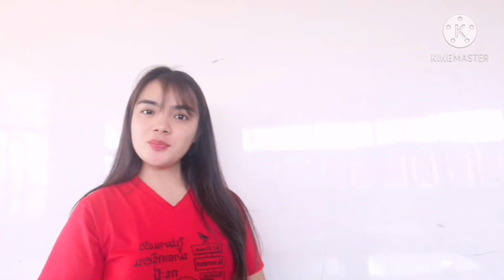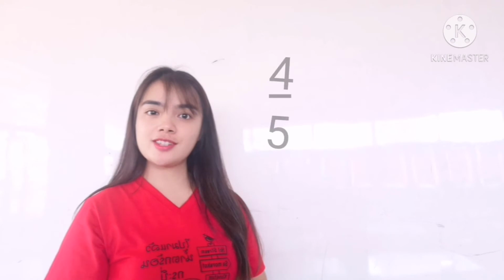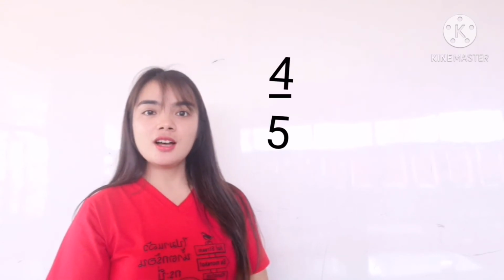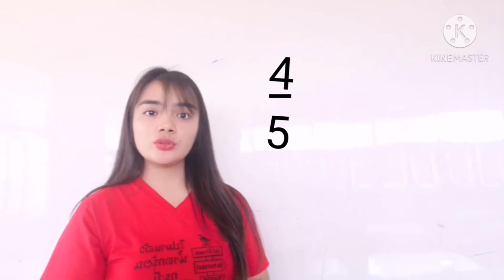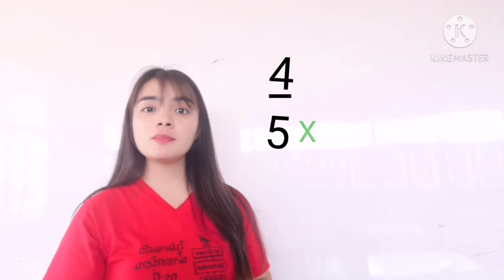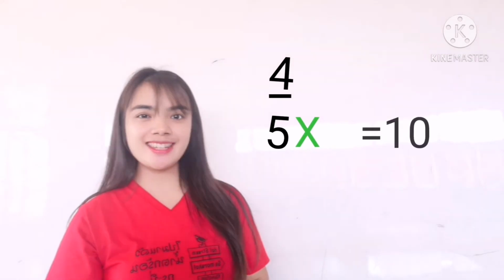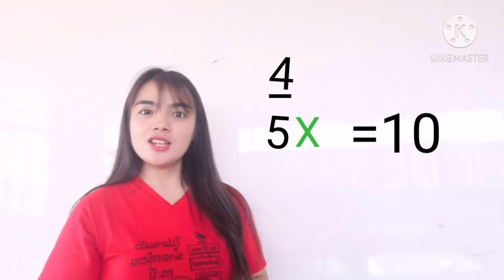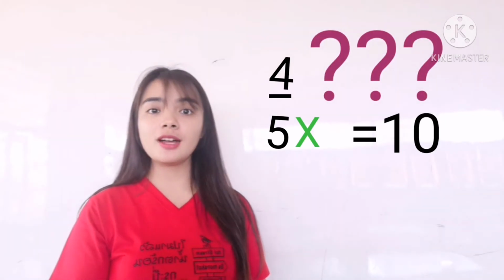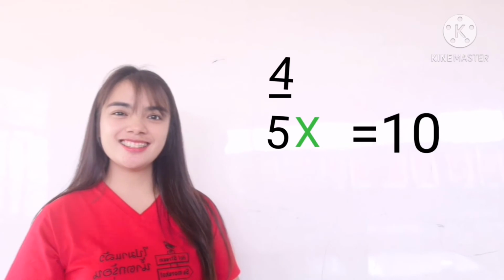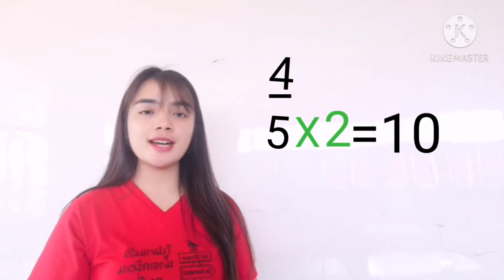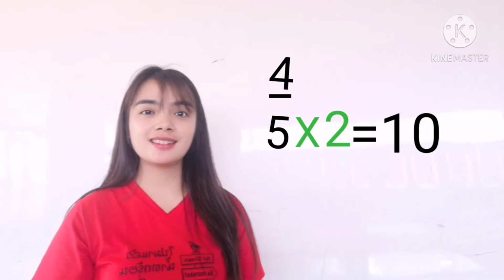So first example, we have 4/5. Since it's not exact 10, so what are we going to do? So we need to find a number that we can multiply it by 5 to make it 10. So what do you think is the number that we can multiply it by 5? So it is 2. So 5 times 2, that is equals to 10.